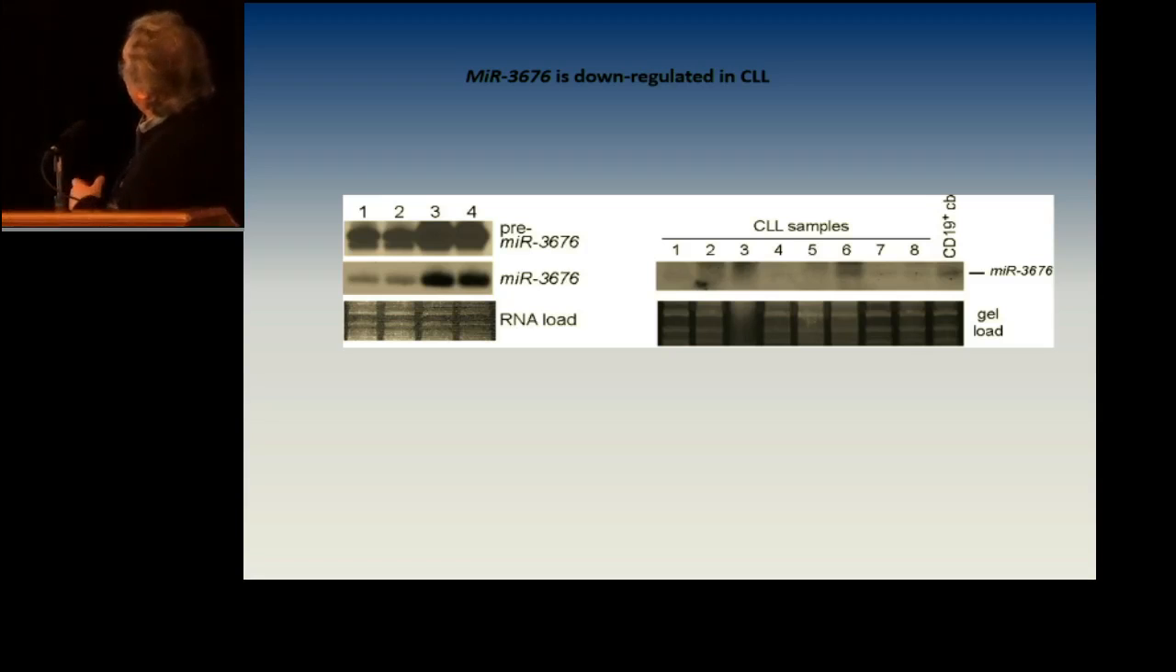So this, you know, it's very difficult to see microRNA by northern blot. In general, we use real-time PCR or sequencing or nanostring. But by northern blot, and these are CD19 positive B cells, you see this microRNA. You see this microRNA by northern only in one case of CLL.